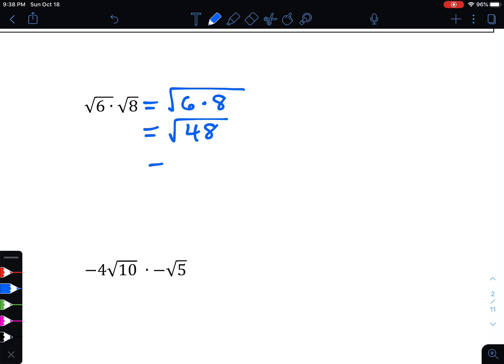And now it's time to simplify. So we're looking for a perfect square that we can divide 48 by. The largest perfect square we can divide by is 16. And if you take 16 multiplied by 3, you get 48. So we'll rewrite the square root of 48 as the square root of 16 multiplied with the square root of 3. Now the square root of 16 you can simplify to be 4. The square root of 3 you'll leave alone. And then there's your final answer.